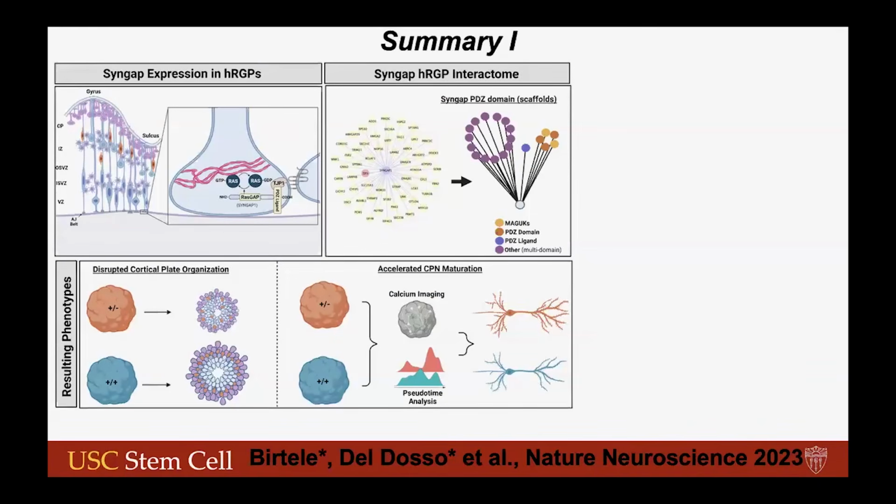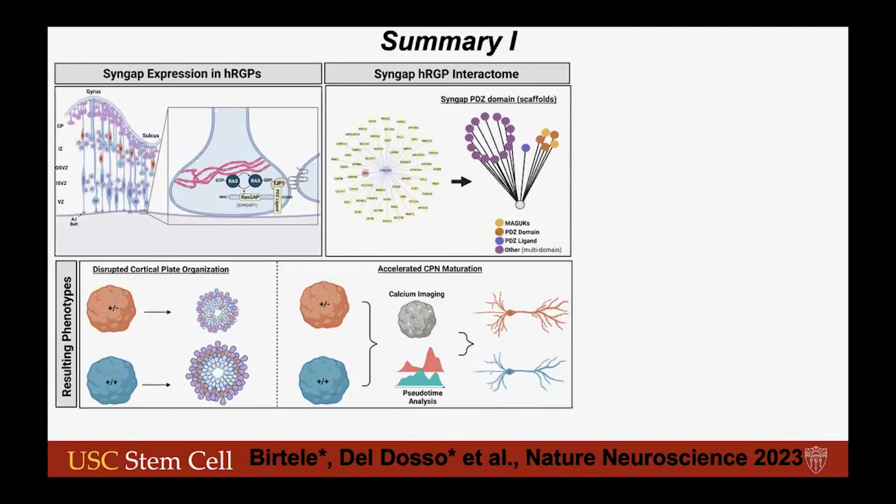And so to summarize this first part of the talk, what I showed you today is that we were able to discover a function for SYNGAP1 and the presence of SYNGAP1 in the radial glial progenitors, in human radial glial progenitors. And here SYNGAP1 has an important function as a scaffolding protein. Haploinsufficiency of SYNGAP1 leads to disruption in the division mode of the radial glia and overall in accelerated maturation of cortical projection neurons.